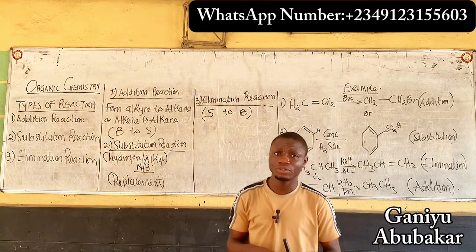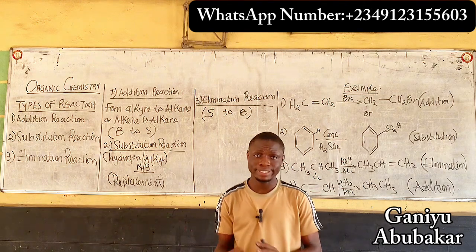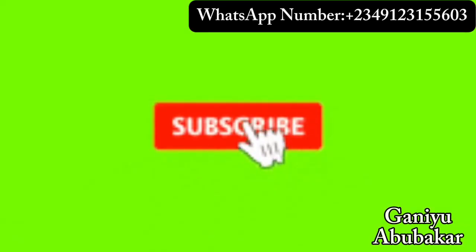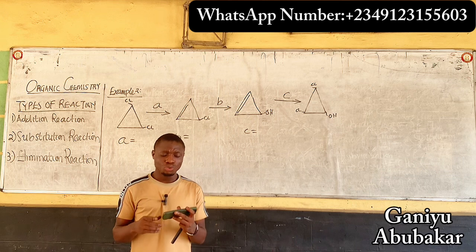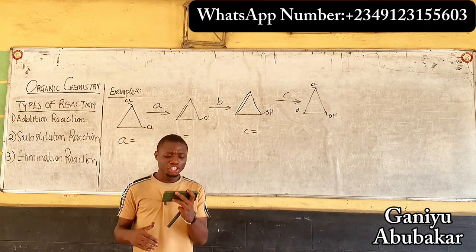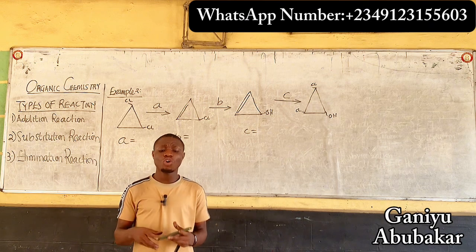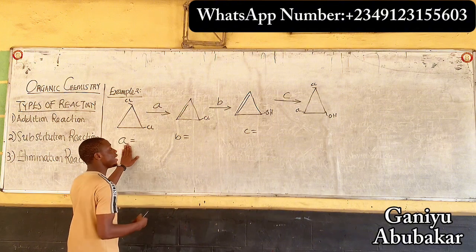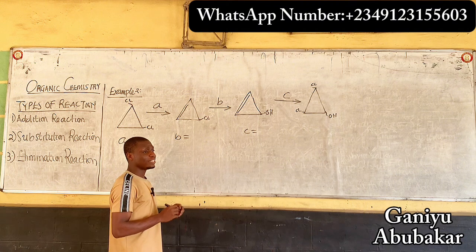Let's take one more question and then we're done with the types of reaction. Let's take one more problem. Number 2 says: identify each of the following steps as substitution, addition, or elimination. A, B, C. Which of them is addition? Which of them is elimination? Which of them is substitution?